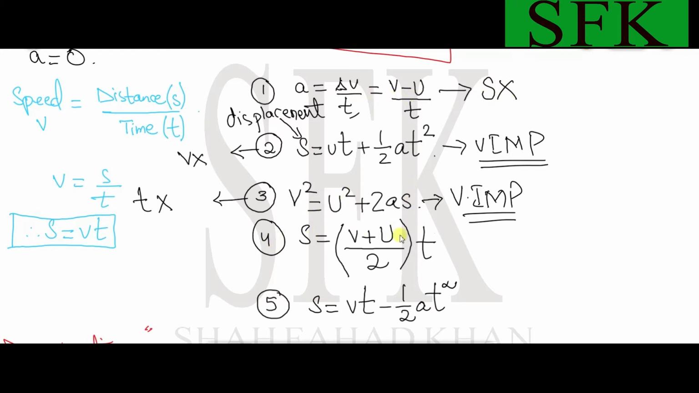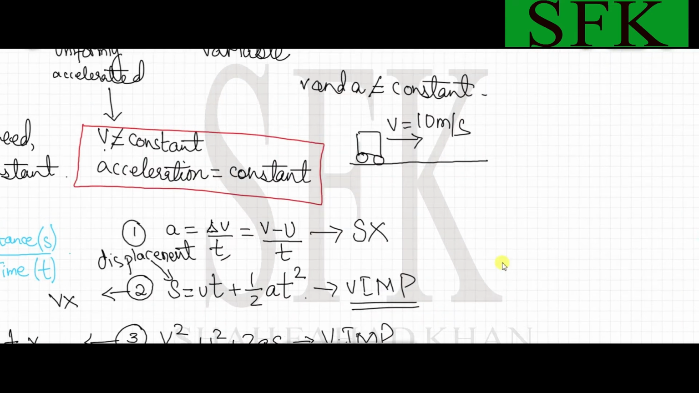The fourth equation is basically used when the acceleration is not given. When the acceleration is not given, this equation can be used and everything else is given. And then the last equation, s is equal to vt minus half at squared, is used when the initial velocity u is not given. But this is the least tested formula. The first four are the more important ones, so better learn them for your exams. So that's it for the uniformly accelerated motion.